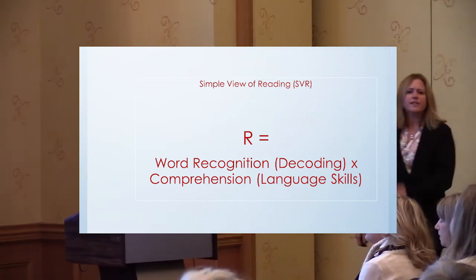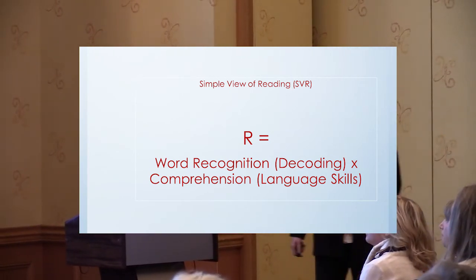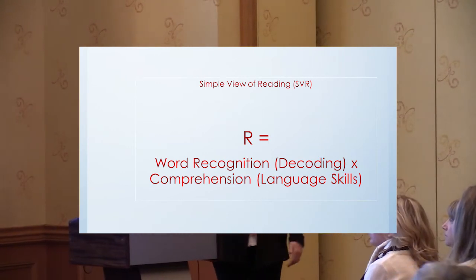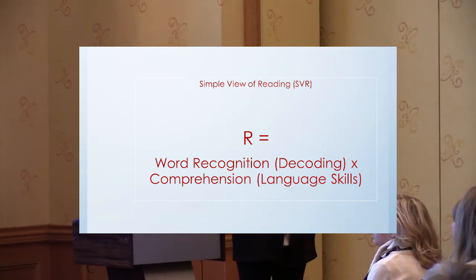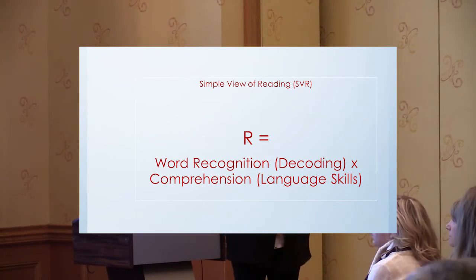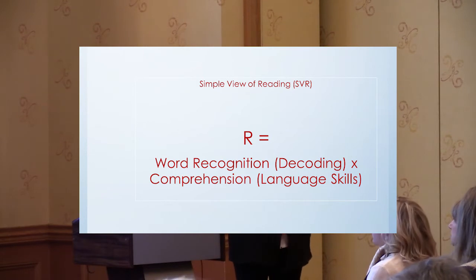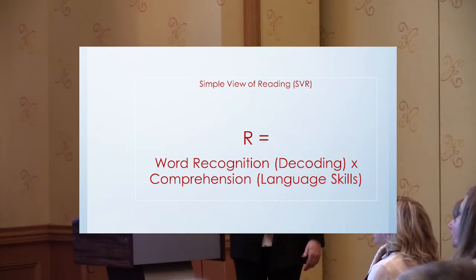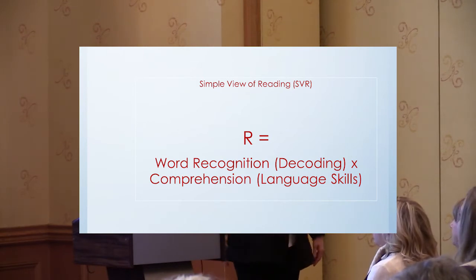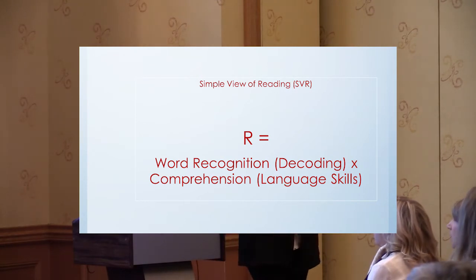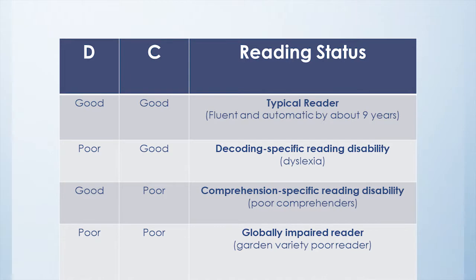So to bring this full circle, reading is the product of decoding or word recognition. Those are synonyms, unless you study reading for a living. But for everybody else, they're synonyms. And comprehension is a synonym for language skills, okay? So we're going to move forward from here. Any questions so far? Okay.